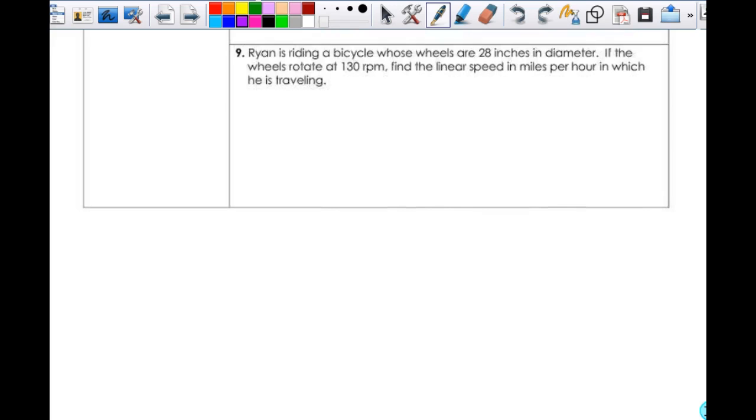It says Ryan is riding a bicycle whose wheels are 28 inches in diameter. If the wheels rotate at 130 RPM, find the linear speed. So I'm looking for linear speed in miles per hour. So I'll start by finding my angular speed. Sorry. And that is theta over time. My theta is 2 pi times the revolution, which is 130. And that's for every 1 minute. So that gives me 260 pi radians for every 1 minute.